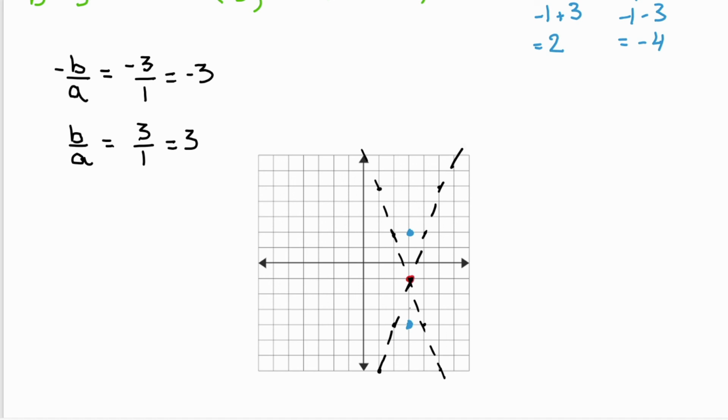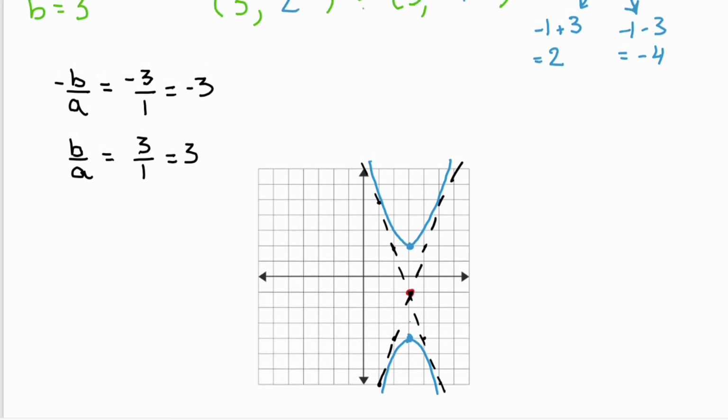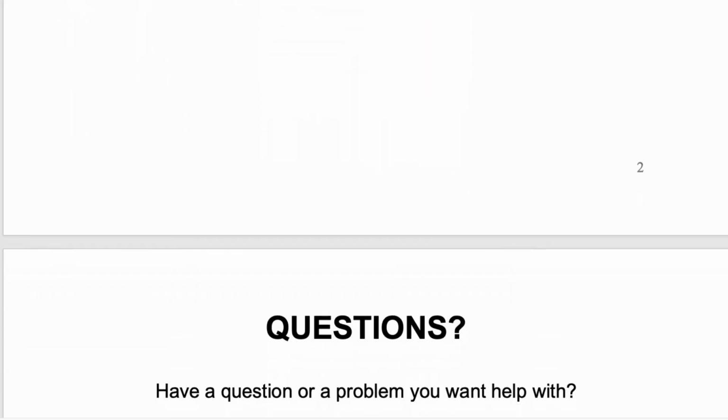Now that we have our asymptotes and we know where our vertices are, we can draw our hyperbola. Remember, it's going to approach those asymptotes on each side. So now you can see how important those asymptotes really are when you're going to graph your hyperbola. They help you find those end points.